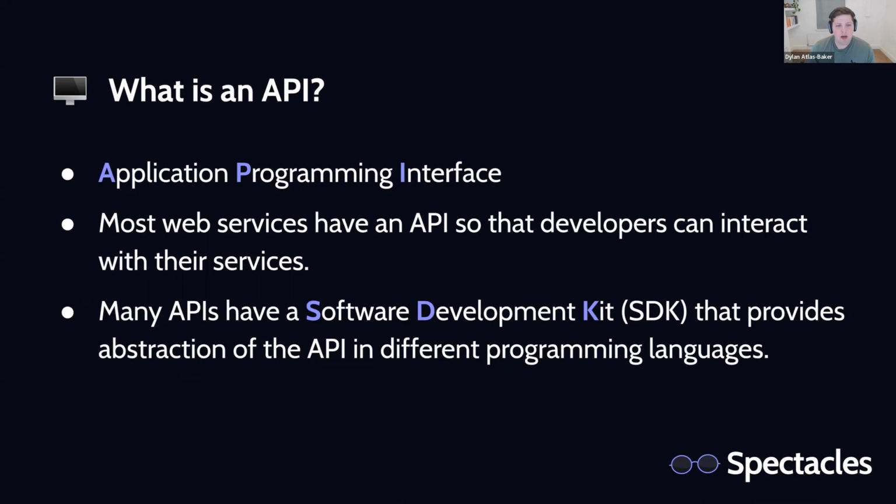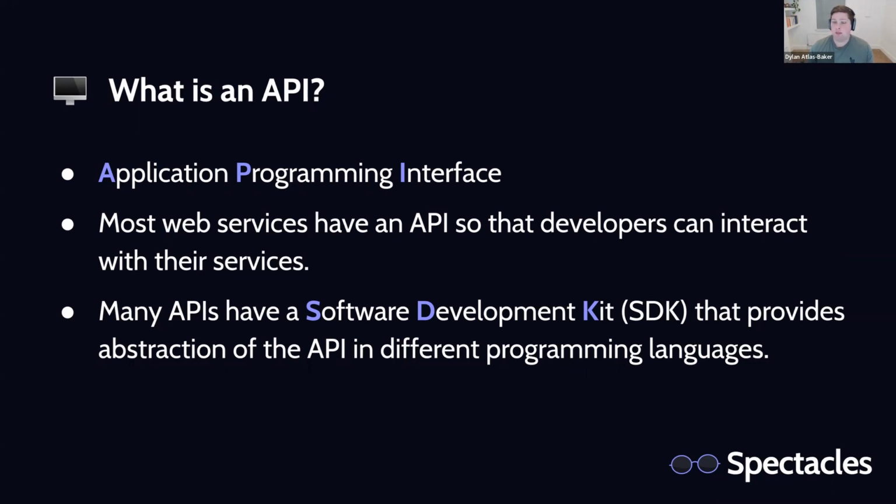What is an API? API stands for Application Programming Interface. And all that means really is it's an interface. It's a way to interact with a service. It's a way to get information, update information, interact with some form of service in a programmatic way, with some form of code or programmatic request. Most web services that you use in your day-to-day probably have one, even if you don't know it.